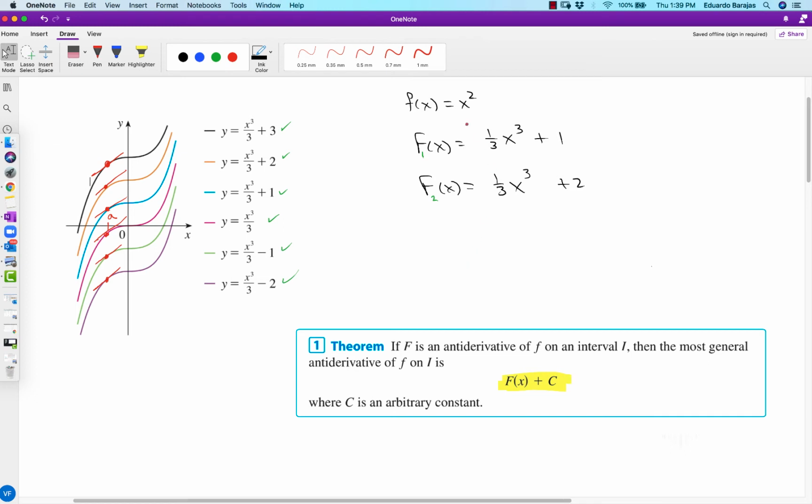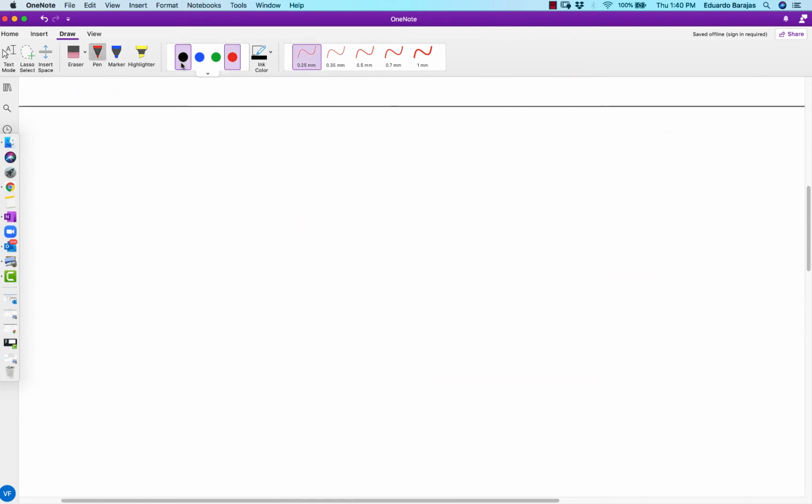Okay, so let's continue to build on this pattern. We saw that when we wanted to find the antiderivative of x squared, the answer was x to the third times 1/3. So let's see if we can establish a general pattern for functions that fit this form. So if we have x to the second, we already saw that f of x equals 1/3 x to the third plus c becomes the most general antiderivative.